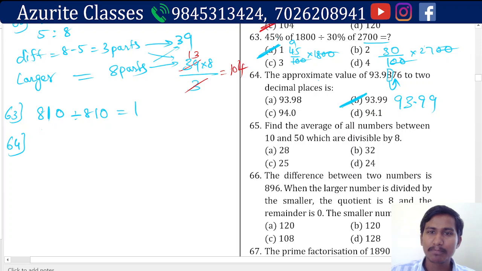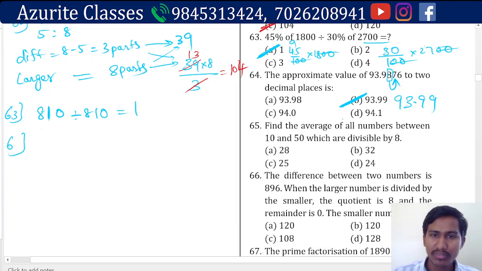99. Option is B. So after the second digit, the third digit is 7. Third digit is 7 means it will add, so 98, the 8 will become 99. Okay, now? Okay, good.